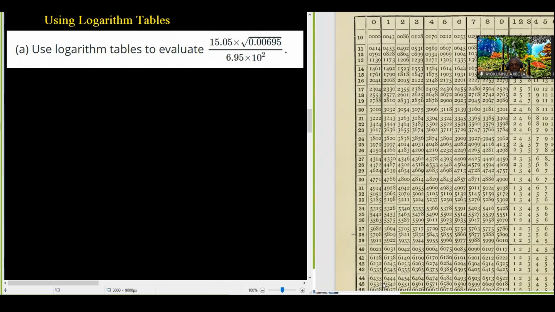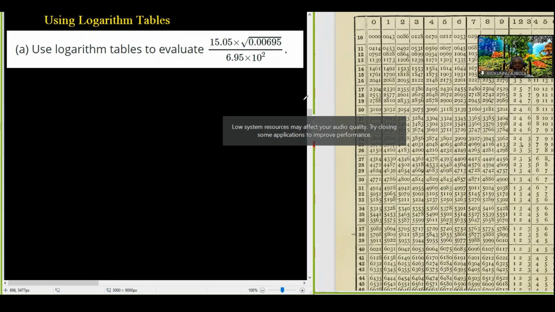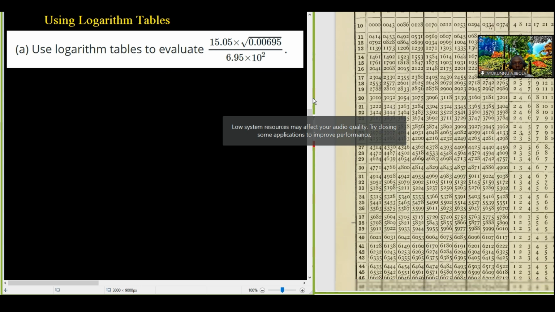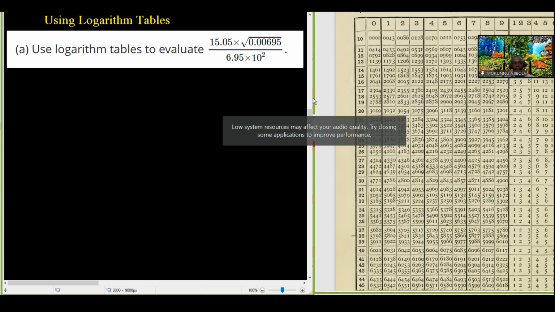Okay, right now we are looking at how to use logarithm tables in order to solve given questions. We're given this particular question, but before we look into it, let us explain the basics of logarithm tables.